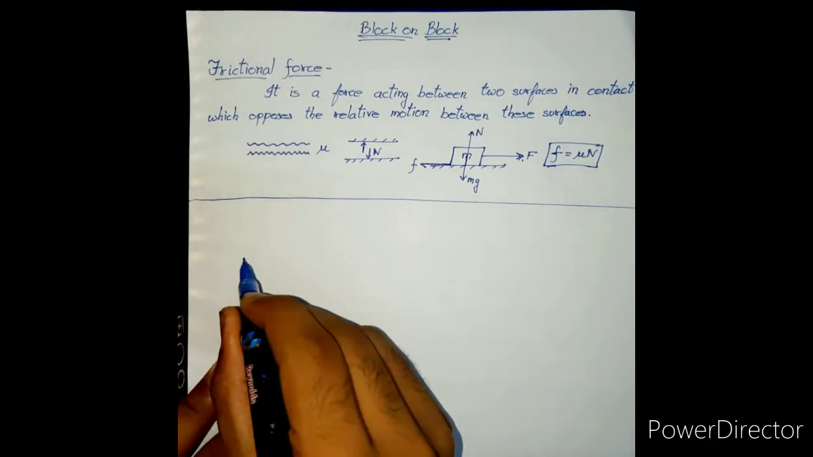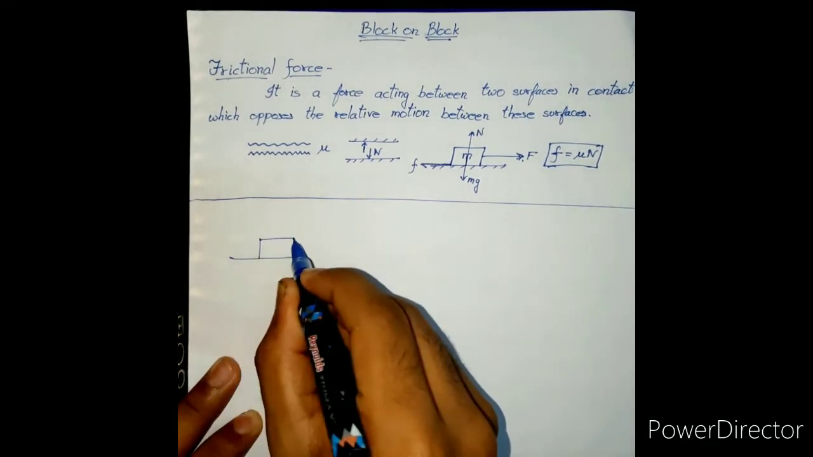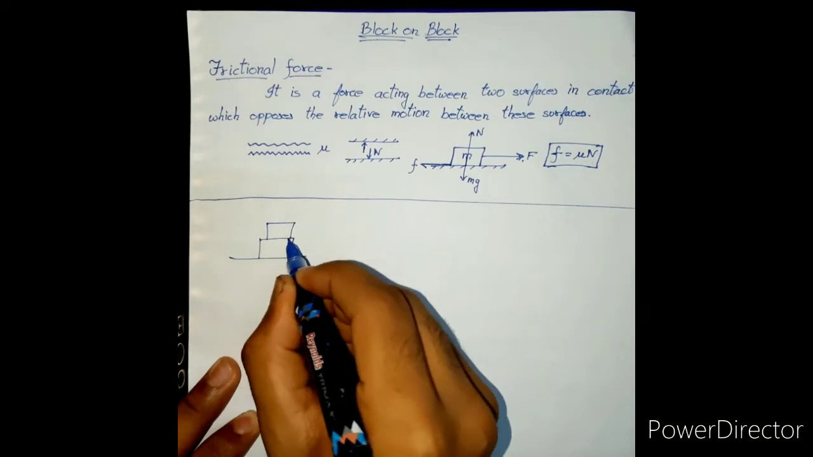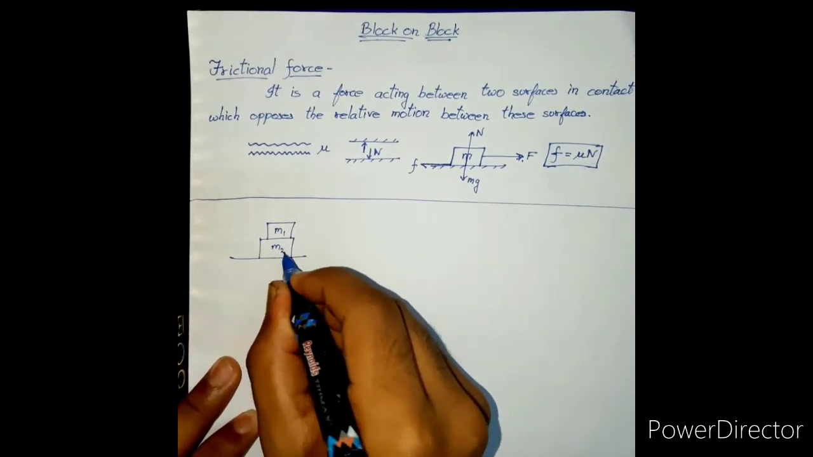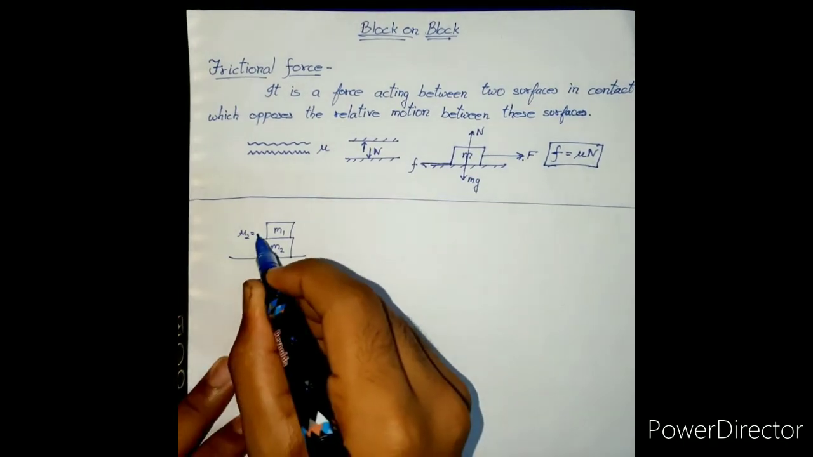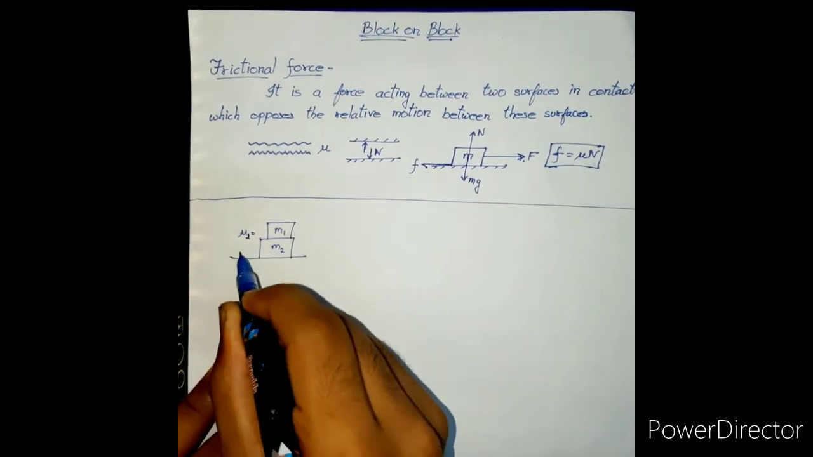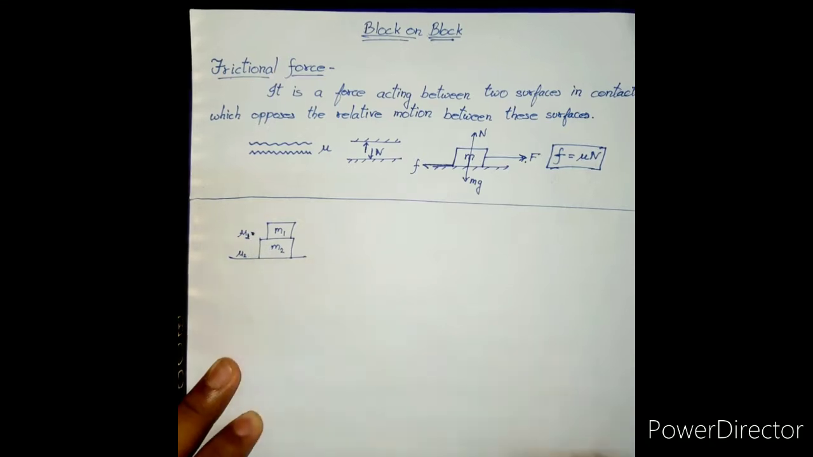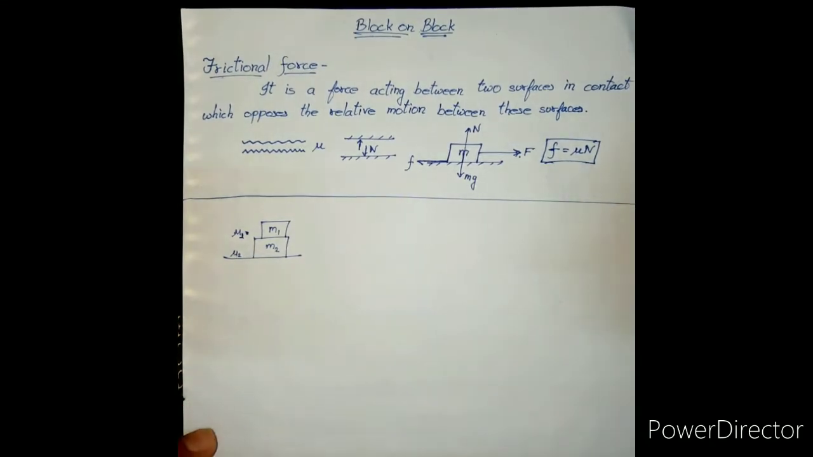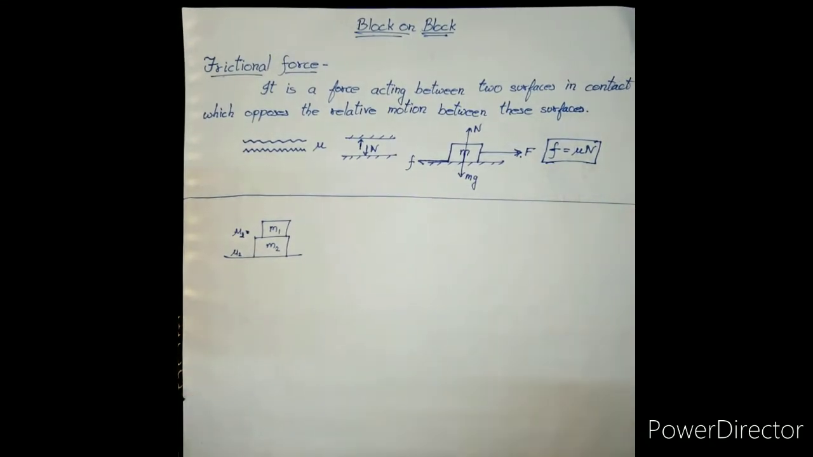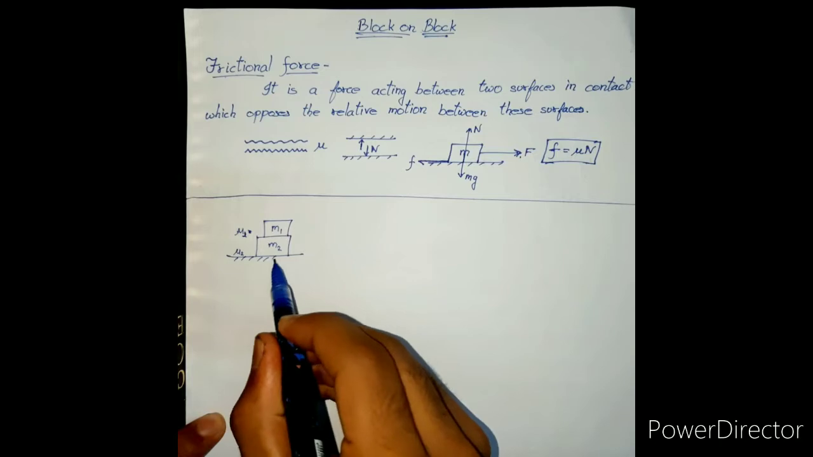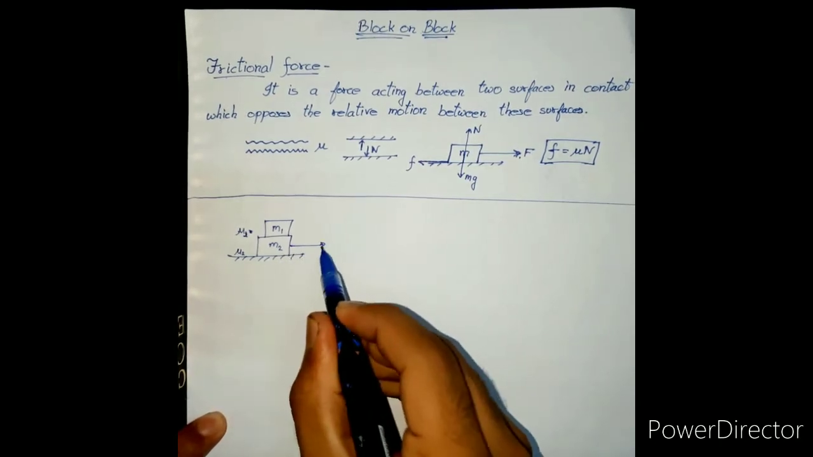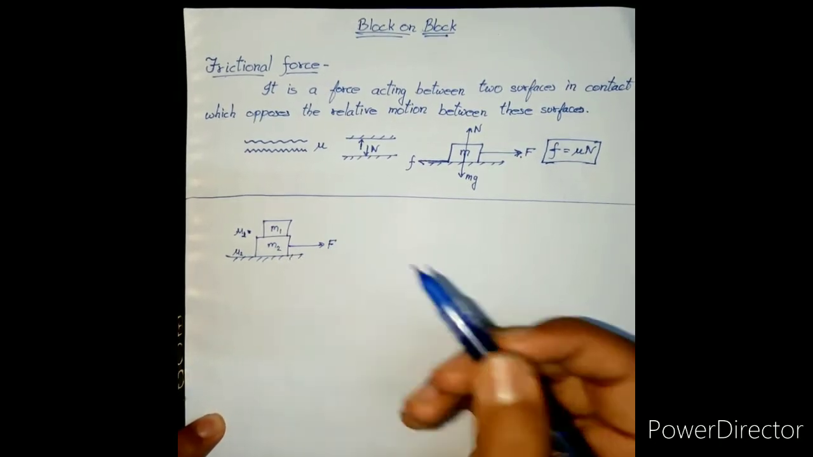Now when we are entering the block on block concept, let us start with two blocks. I am taking this one as m1 and this one as m2, and the coefficients of friction are mu1 and mu2. Now when an external force is applied on the two blocks, we get two possibilities. Either the force can be applied on the lower block or on the upper block. So in the first case, I am taking the lower block as pulled by an external force of F.